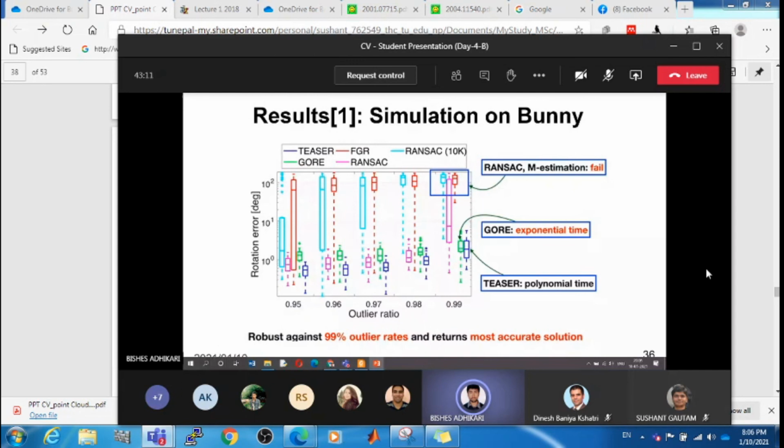GORE, however, stays robust up to 99% of outliers, and TEASER stays correct, robust, and accurate from no outliers up to the 95 to 99% rate of outliers and runs in polynomial time, making it faster than other approaches.